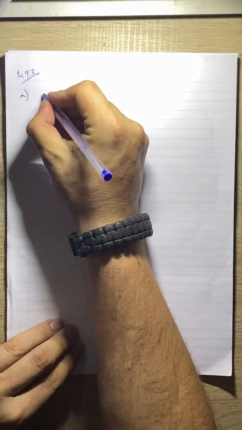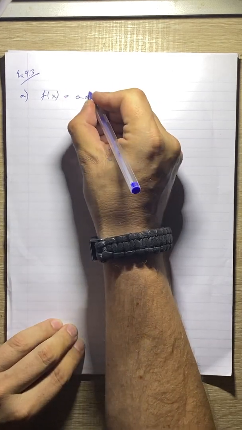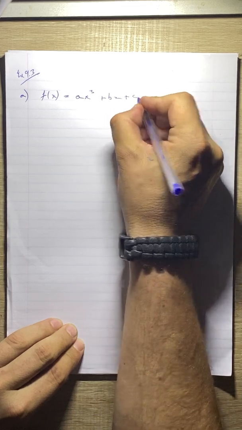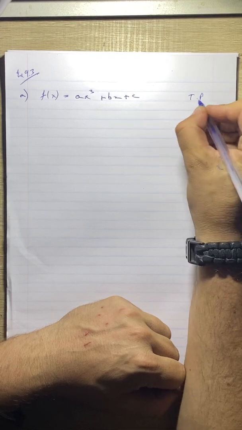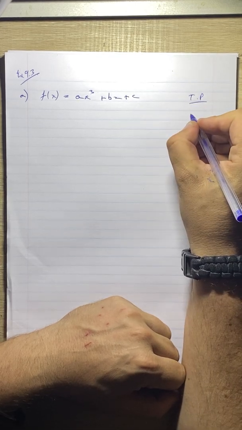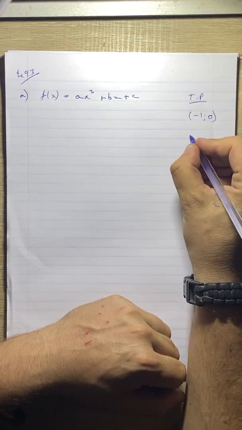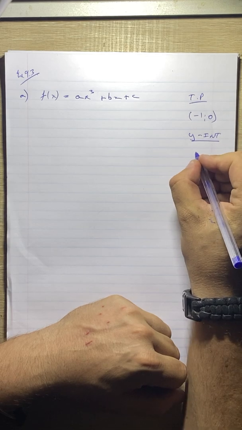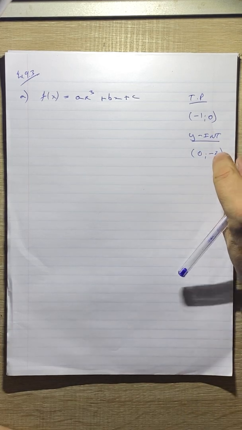They've given us f of x is equal to ax cubed plus bx plus c. I'm just going to write down the information that they've given us here. They've told us that we have a turning point at minus 1, 0, and then we have a y-intercept at 0, minus 2.